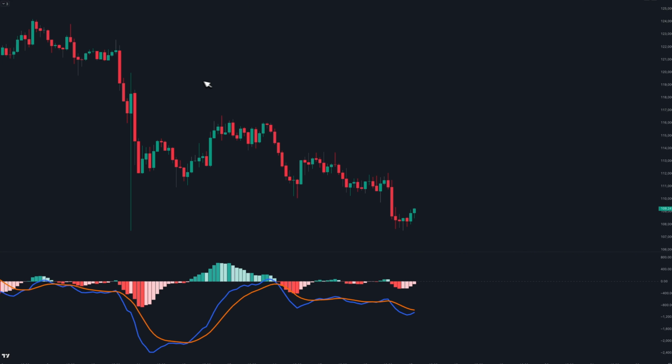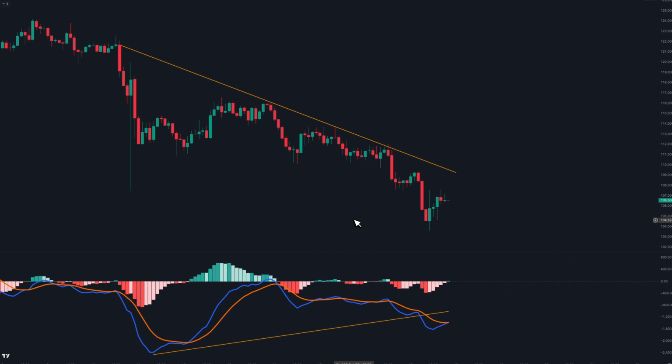You can even mark divergent setups directly on TradingView. Draw lines connecting highs and lows on both price and MACD. Once you see that disagreement clearly, you'll start noticing how many major reversals begin right there.